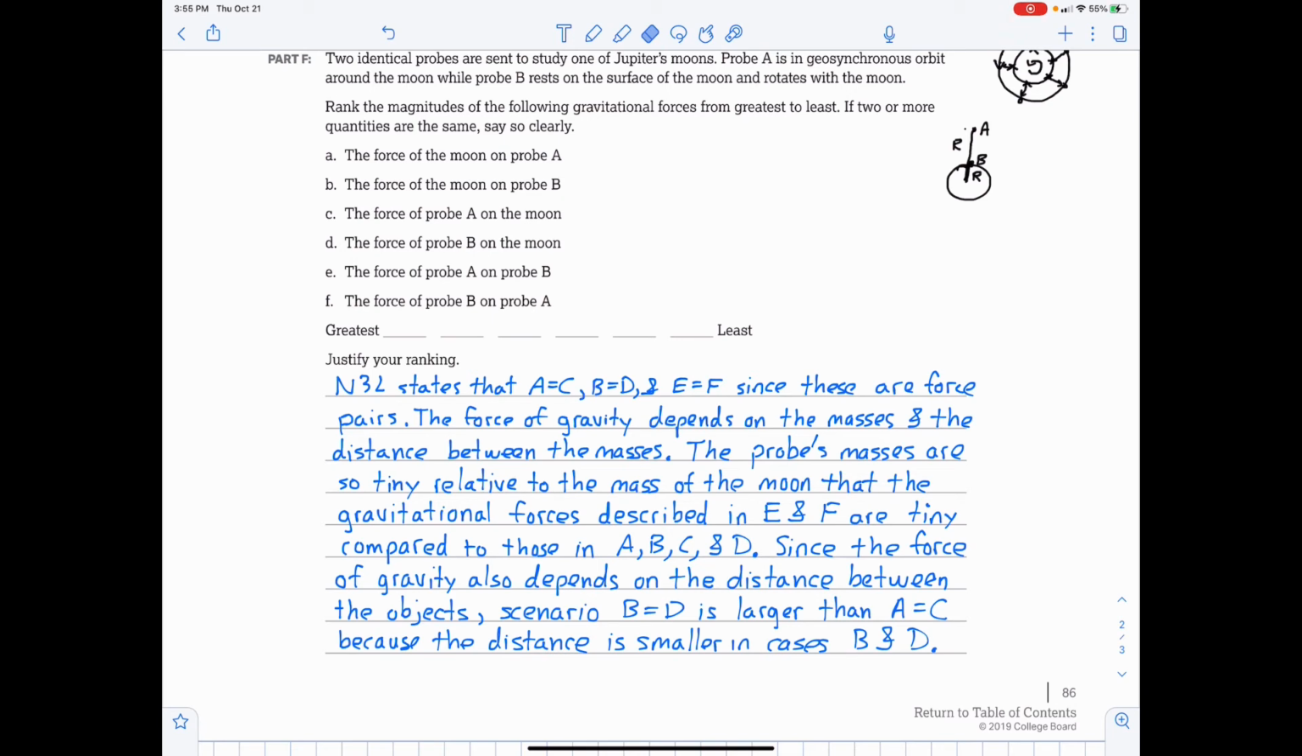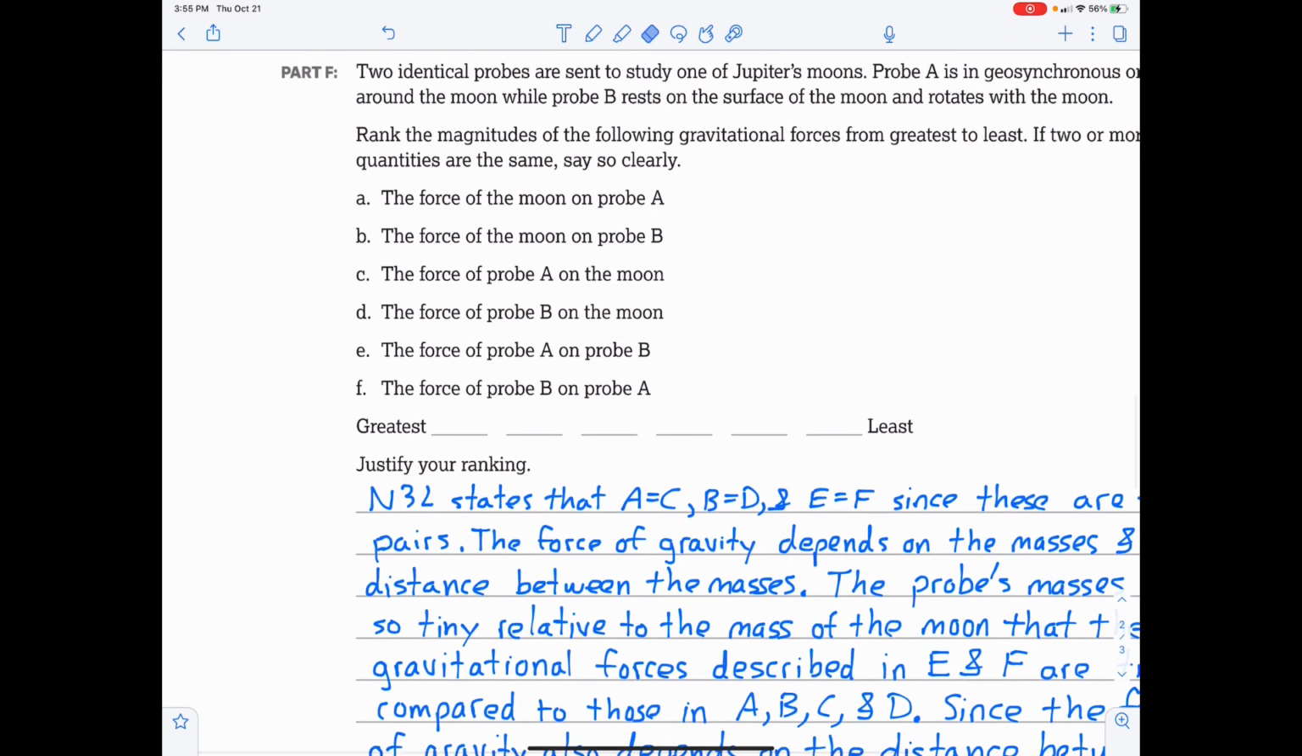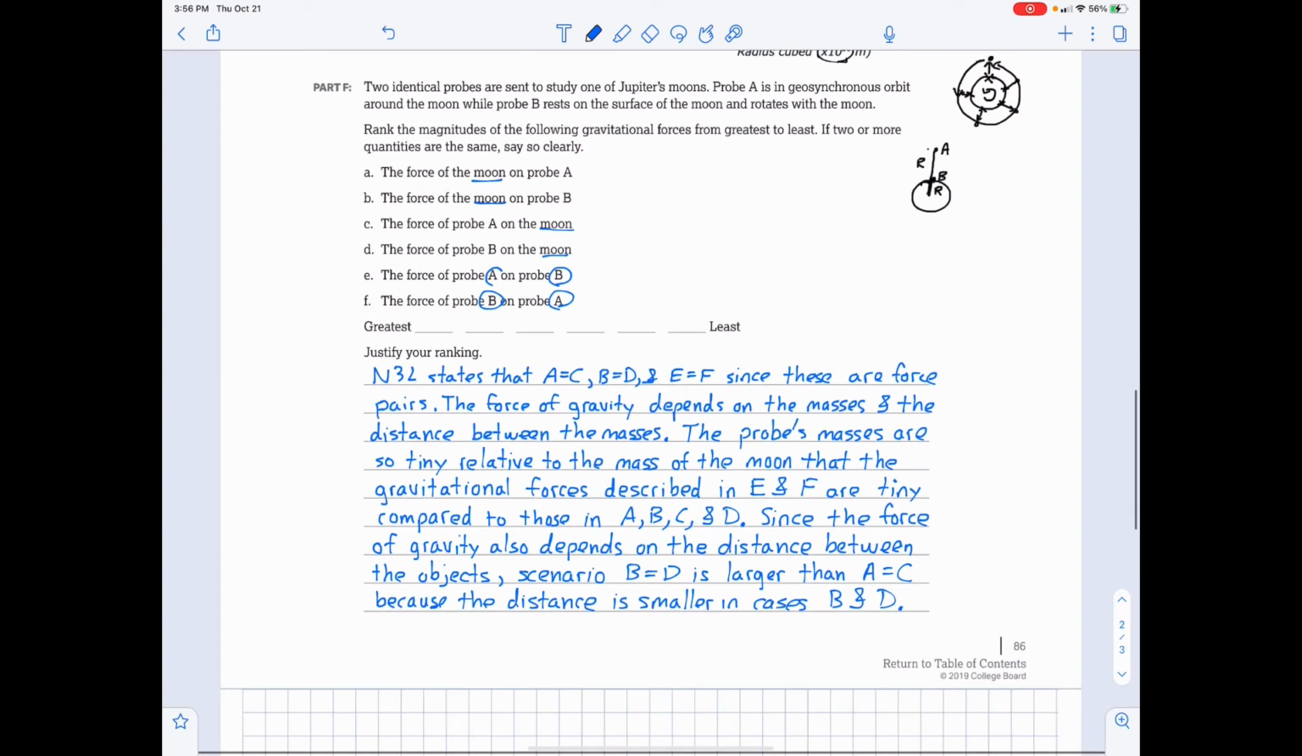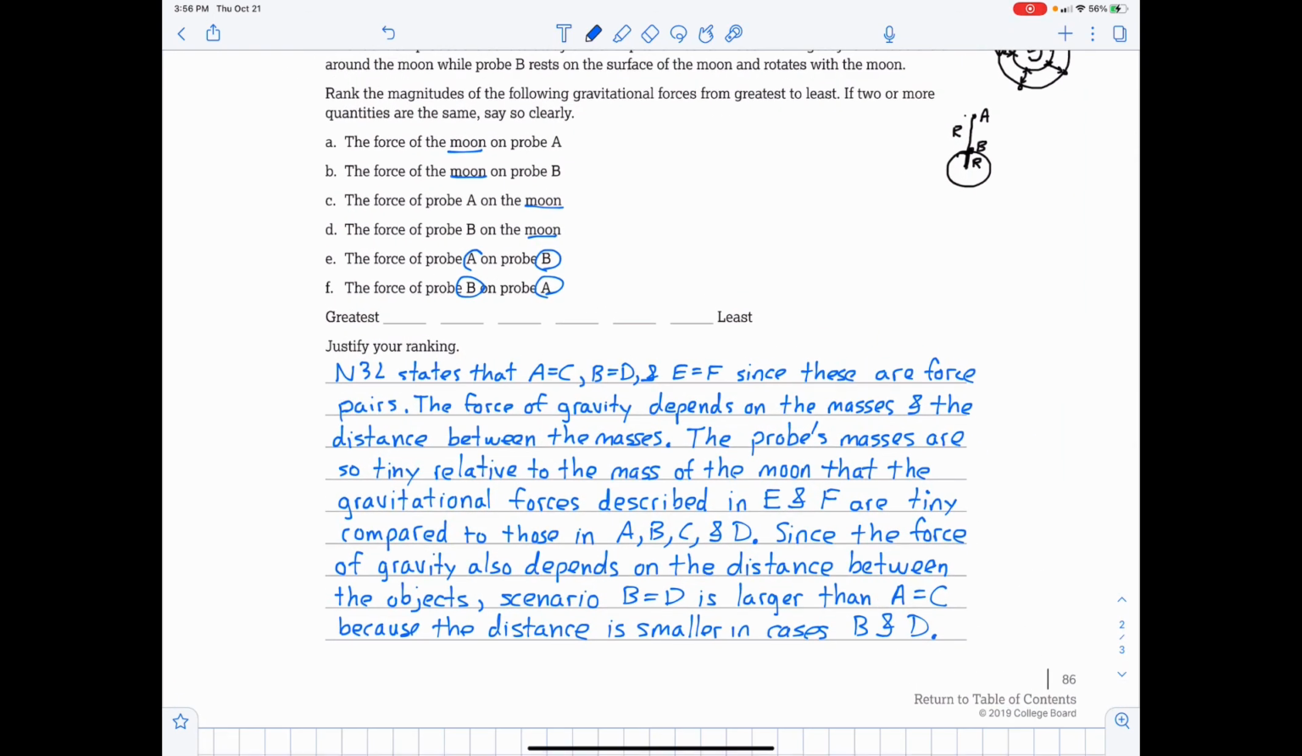The force of gravity depends on masses and the distance between the masses. The probes' masses are so tiny relative to the mass of the moon that the gravitational forces described in E and F are tiny compared to those in A, B, C, and D. Okay, so again, the mass of the moon is much more significant than the mass of either probe. So the masses involved in comparing the gravitational force between probes A and B are going to be much, much smaller than those in comparing the gravitational force between the moon and probe A or B.